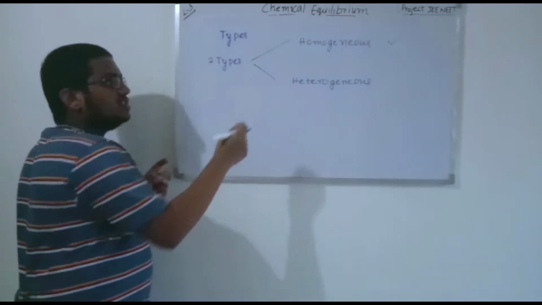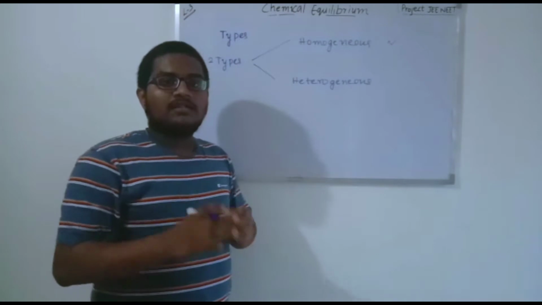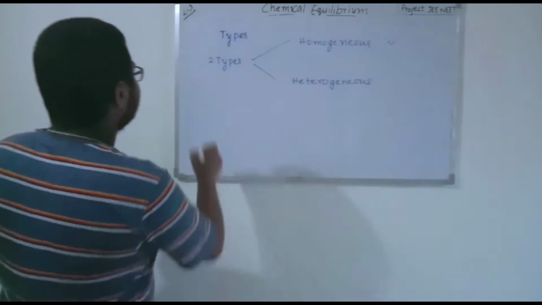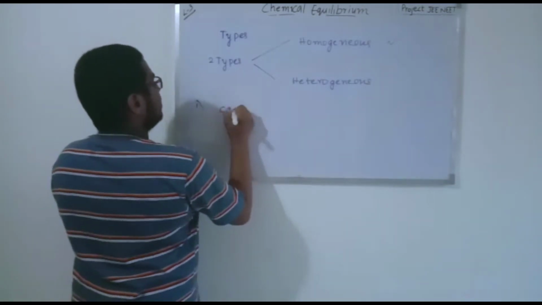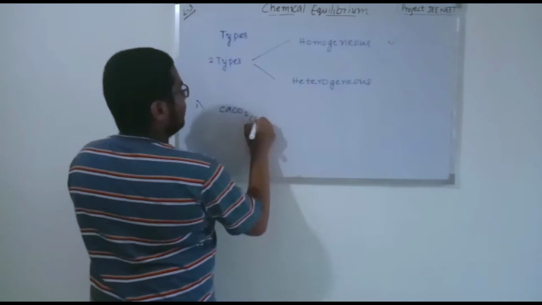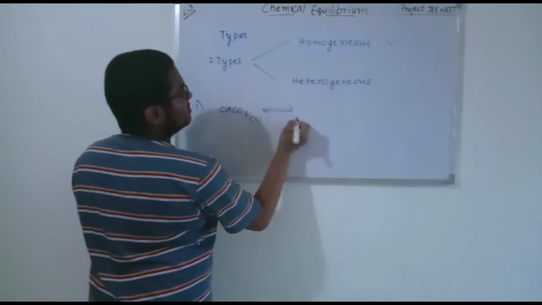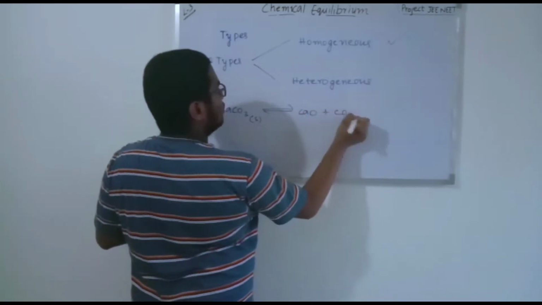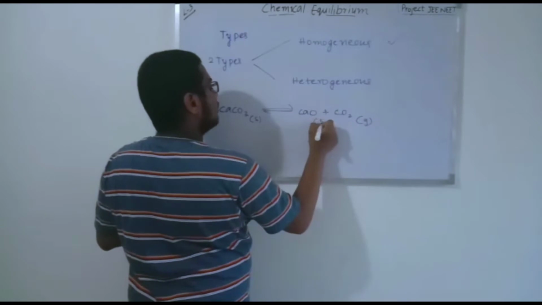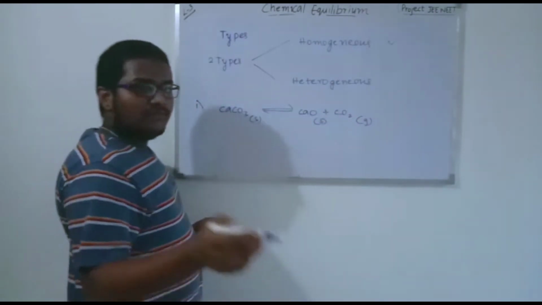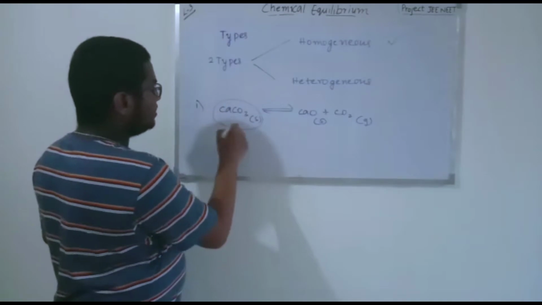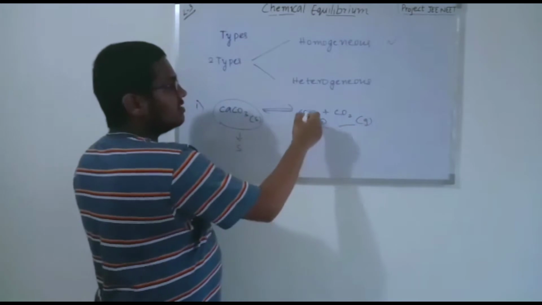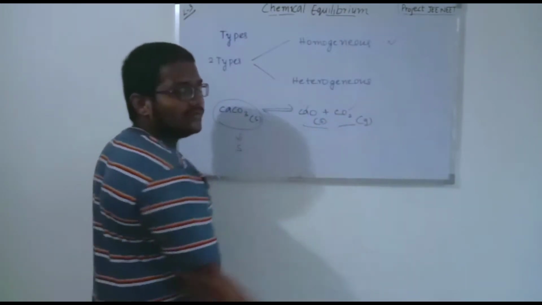In heterogeneous chemical equilibrium, the products and the reactants can be in different phases. For example, take CaCO3, calcium carbonate, in the solid state, reversible arrow, CaO plus CO2. CO2 is in the gas phase, CaO is in the solid state. If we observe carefully, the reactant side is solid, while the product side is a mixture of phases, because CaO is solid and CO2 is gaseous.